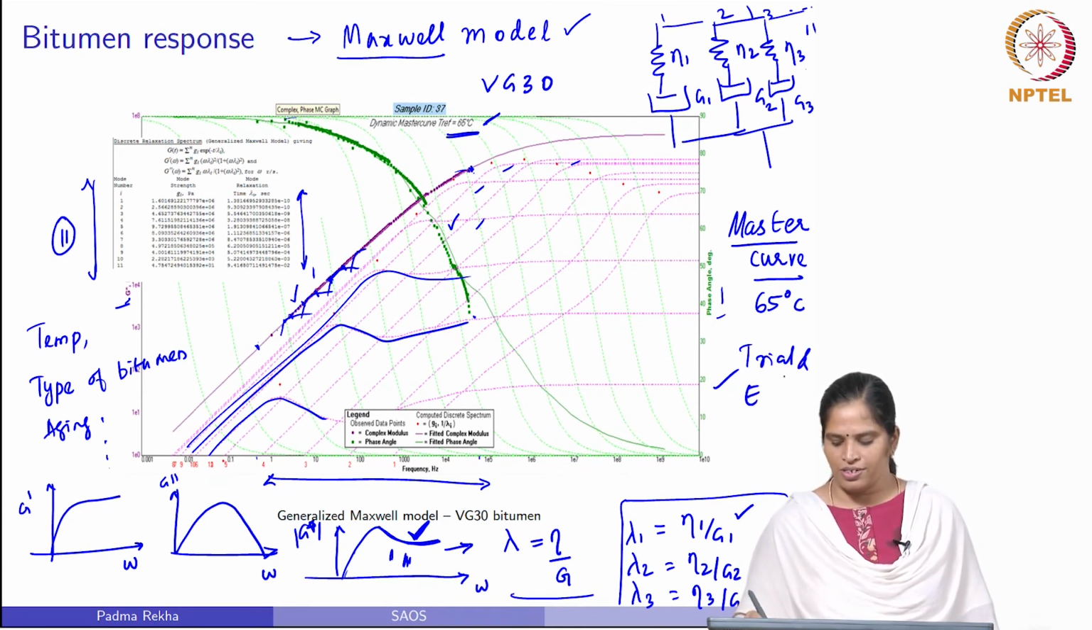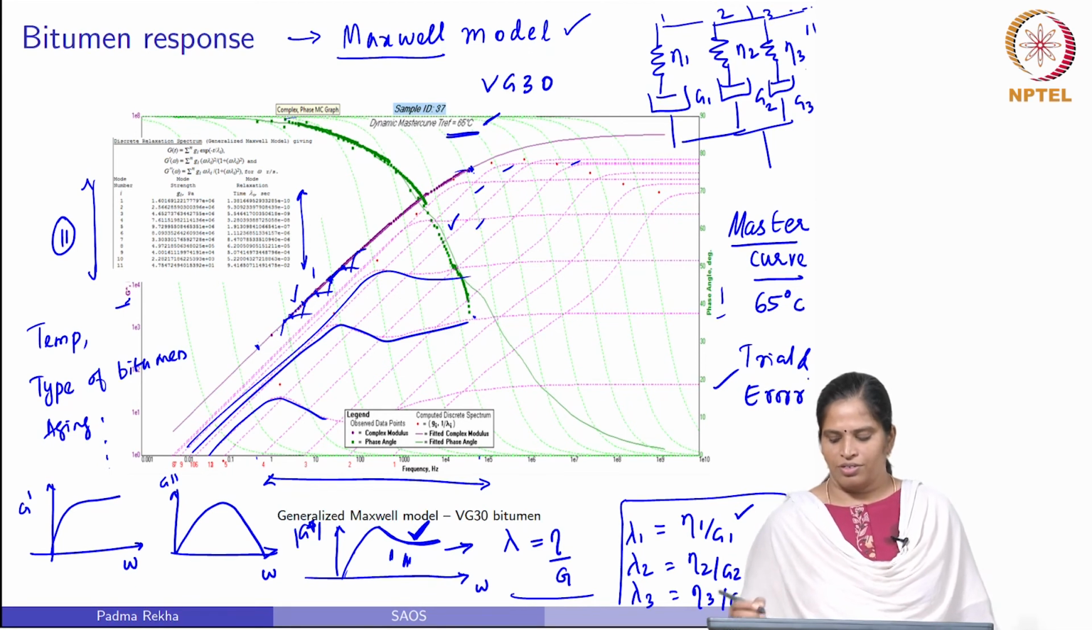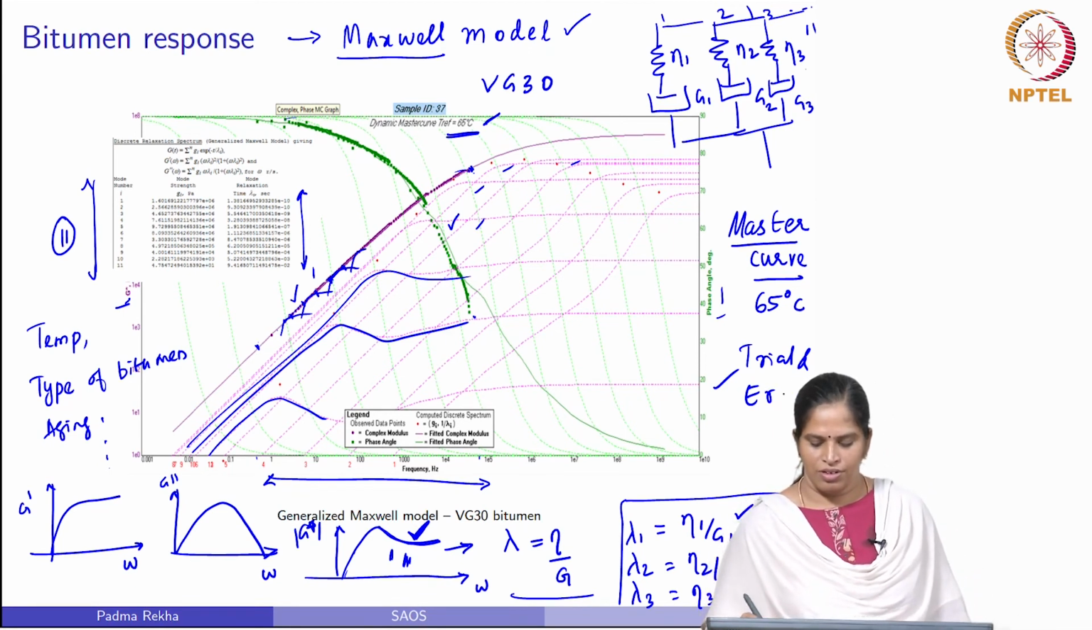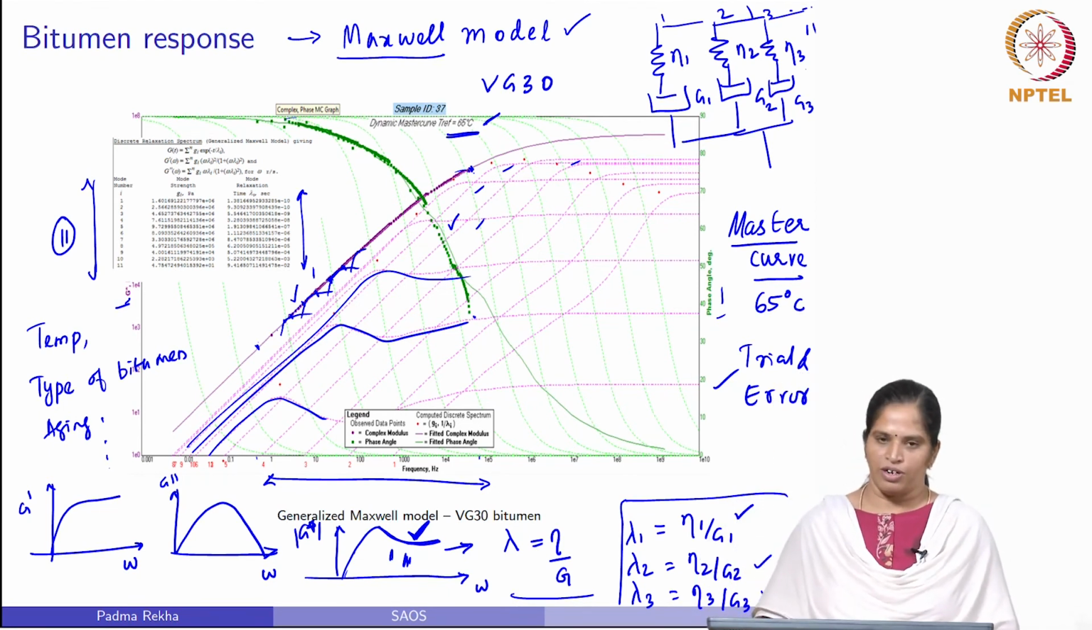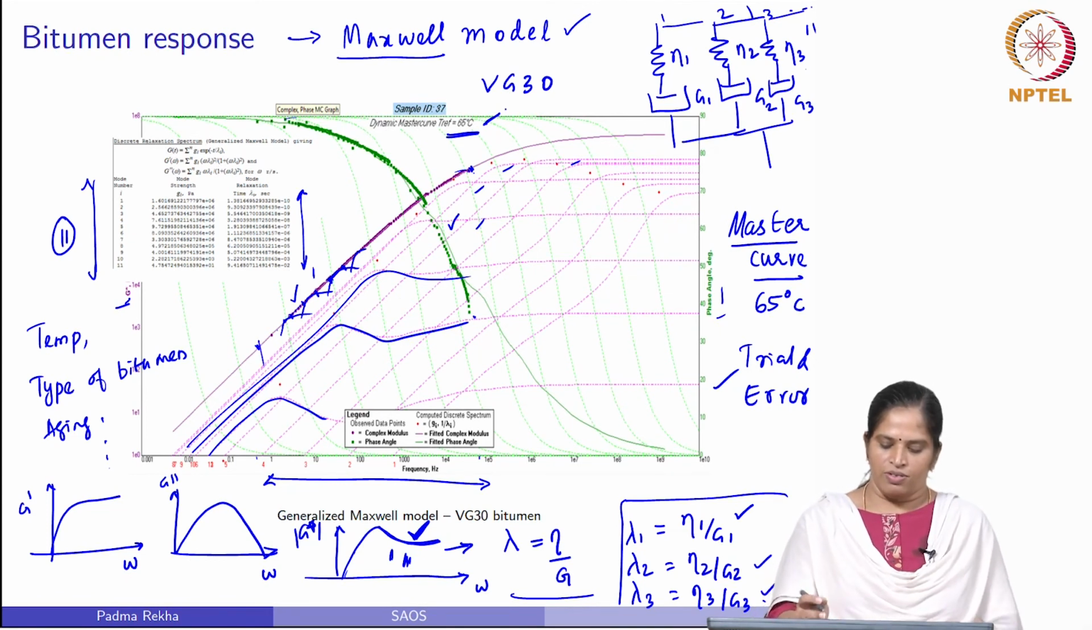So, how do you fix this? How do we fix this number of relaxation modes? We have to do it only based on trial and error and see that it fits the wide range of frequency here.